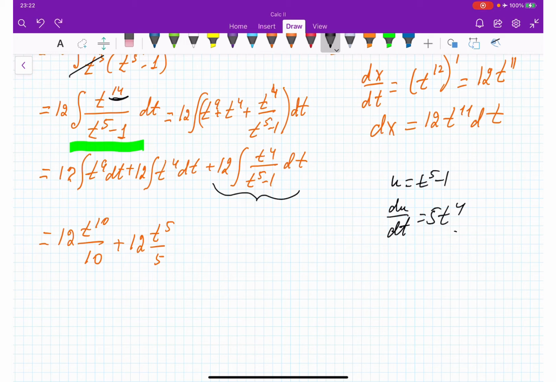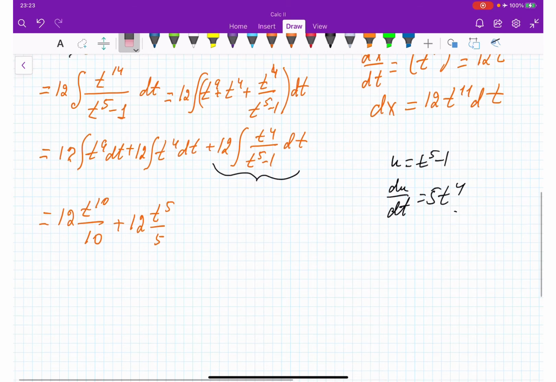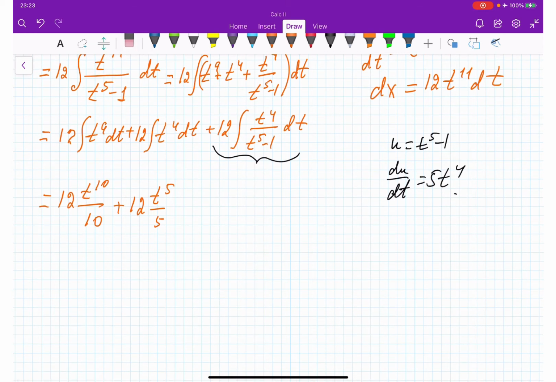So mainly, I would recommend, once you see an improper fraction, not to think about substitution and go and divide first, convert into a proper fraction first, just like I did here. Okay, let's now work out this t to 4 divided by t to power 5 minus 1. I'm going to work out this piece.